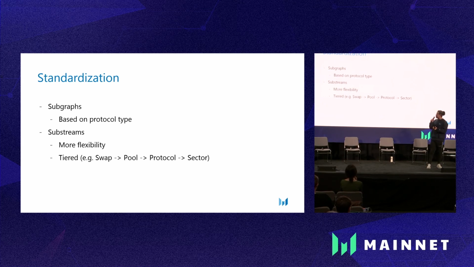Whereas for substreams, we can also have standardization on top of that. Not only can you have standardization on the protocol types, we can standardize at each and every layer of the data pipeline. We can define a standard for what swaps will look like. So it doesn't matter whether you're getting a swap from Uniswap, Curve, Balancer, or Bancor. We can make it so that they all adopt the same standard, and they can be consumed by different substreams built later on.